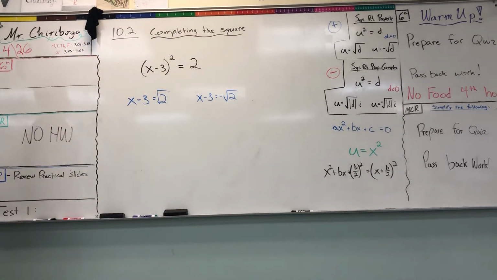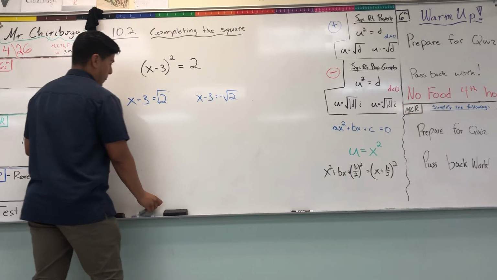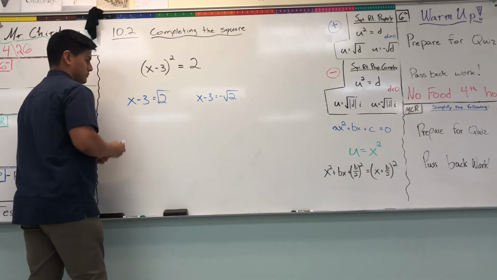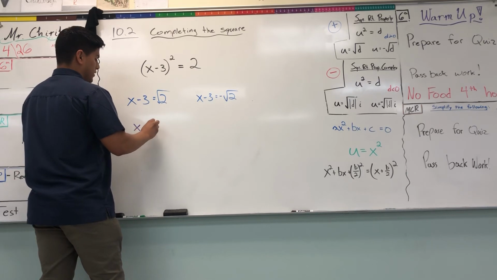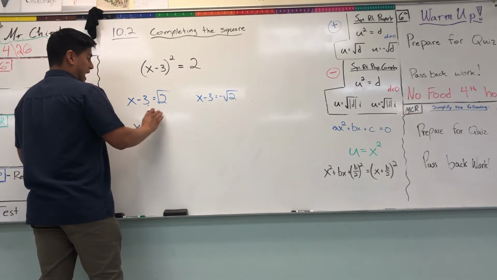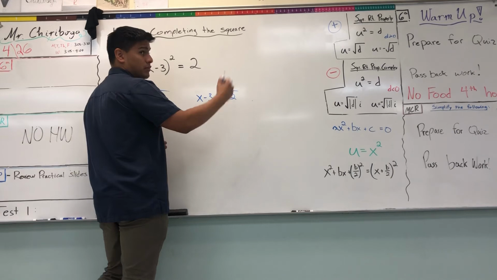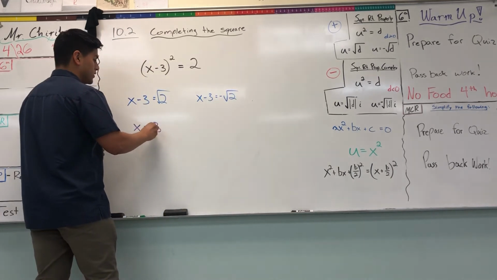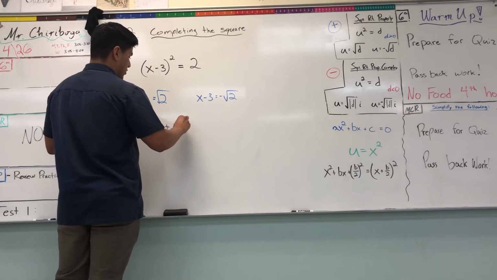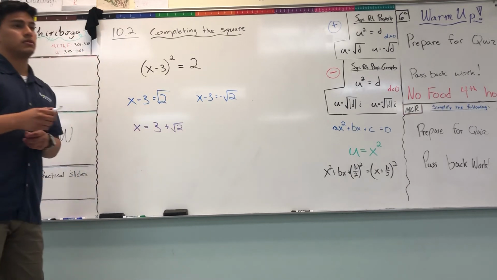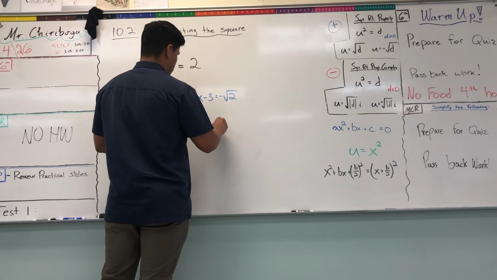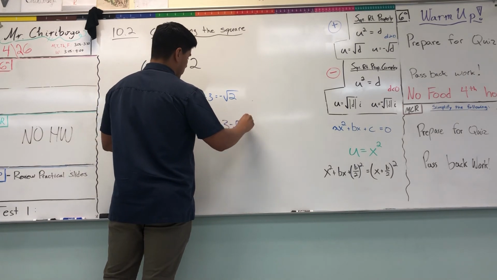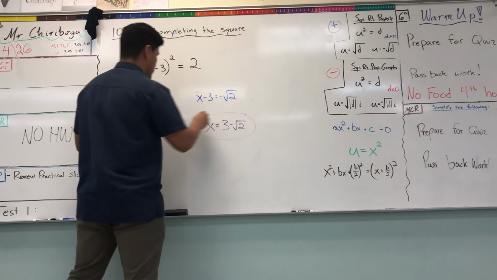What do we get? I got x equals, from the first one, the square root of 2 plus 3. Good. So sometimes if our constant value is going to be positive, we write it first. So x equals 3 plus the square root of 2. What's the square root of 2? It's a prime number, right? So you just leave it like that. You can't simplify it. x equals 3 minus the square root of 2.